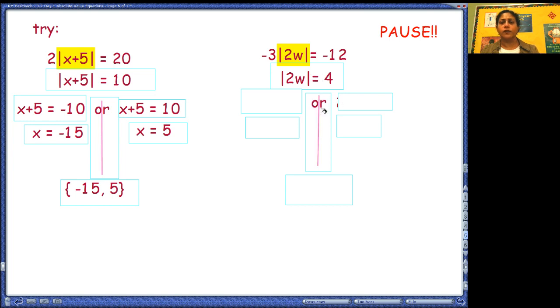Equal to 4 "or" with a bar in the middle, and equal to 4 or -4. And you solve, and that goes in a solution set.